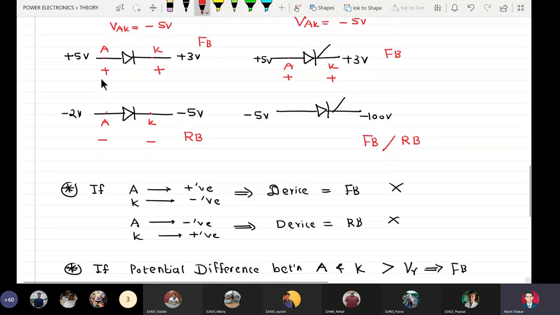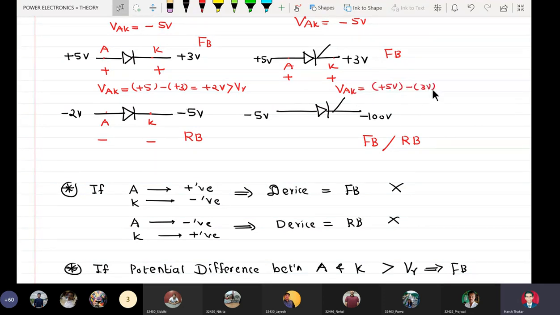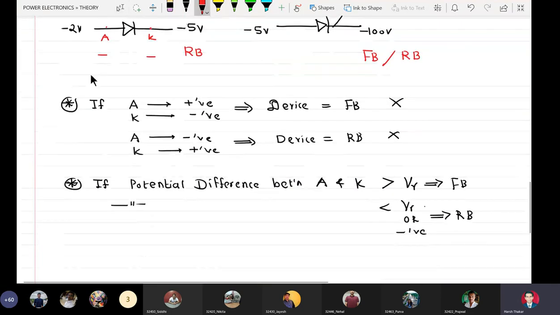Okay. Now here, see. What is the potential difference here? VAK is plus 5 minus plus 3 equal to plus 2 volts, which is greater than cut-in voltage. Same here. VAK is anode potential minus cathode potential, plus 2, greater than the cut-in voltage of SCR. Here VAK is equal to minus 2 minus minus 5, plus 3, greater than cut-in.